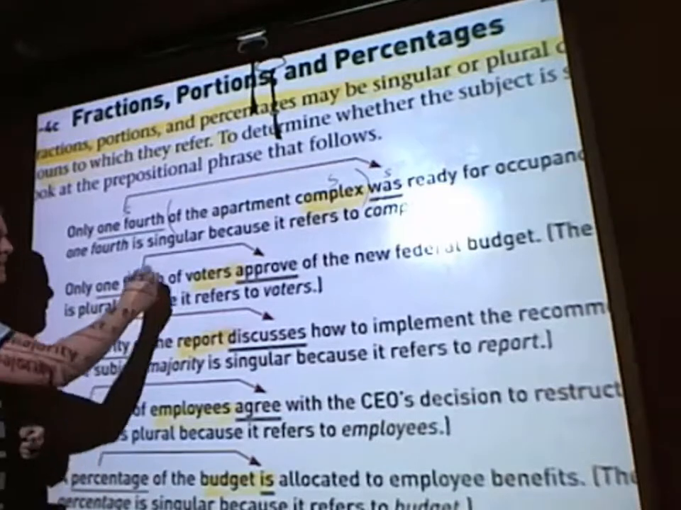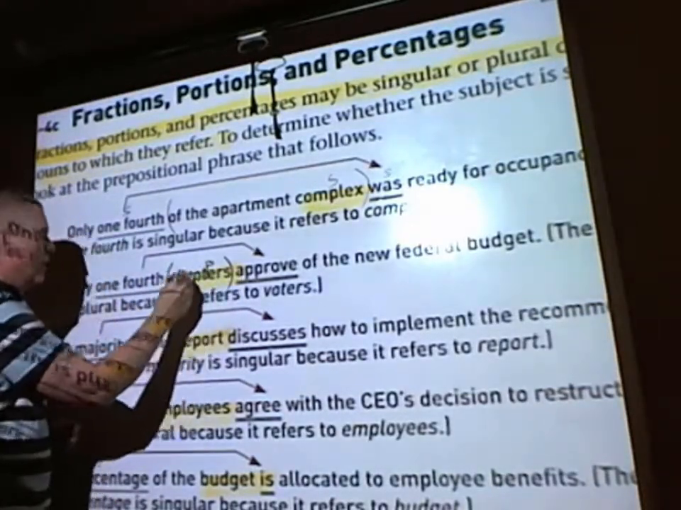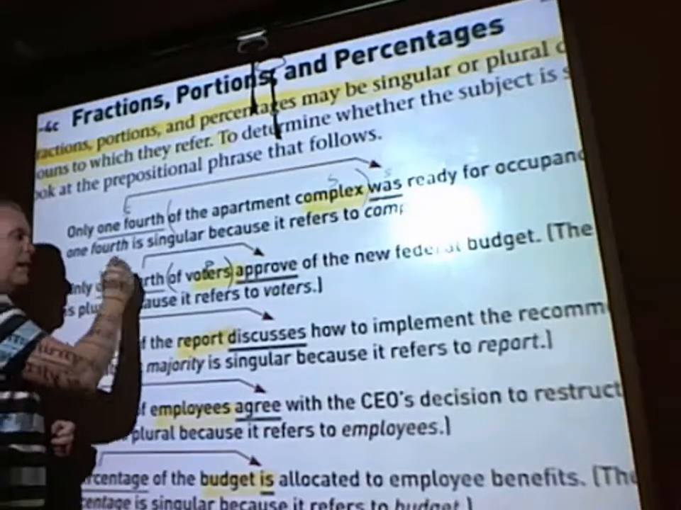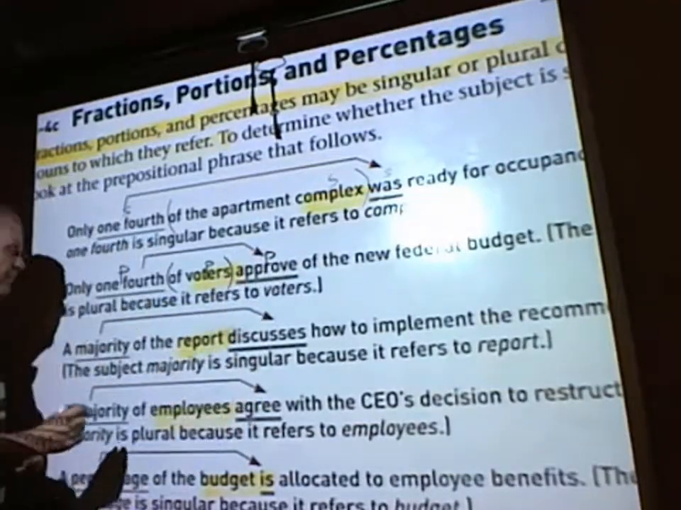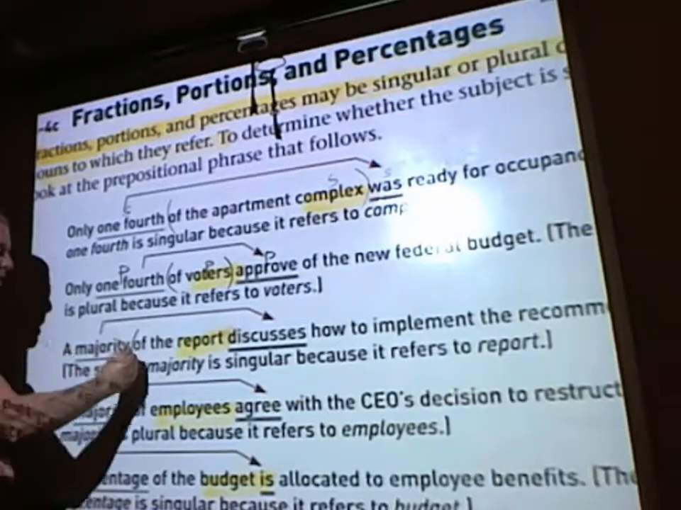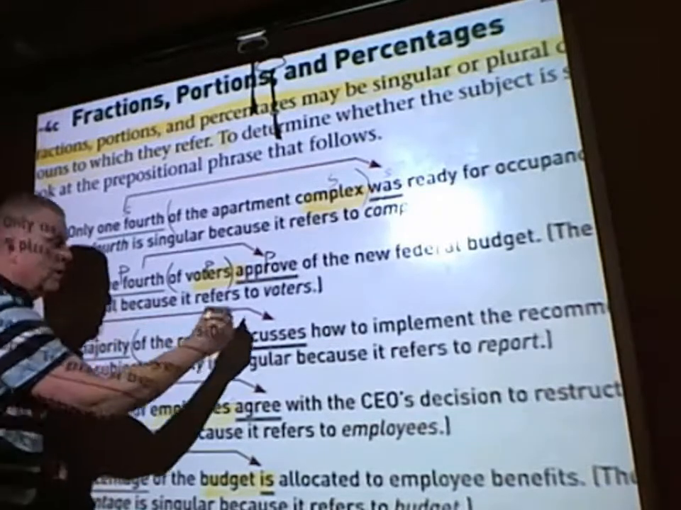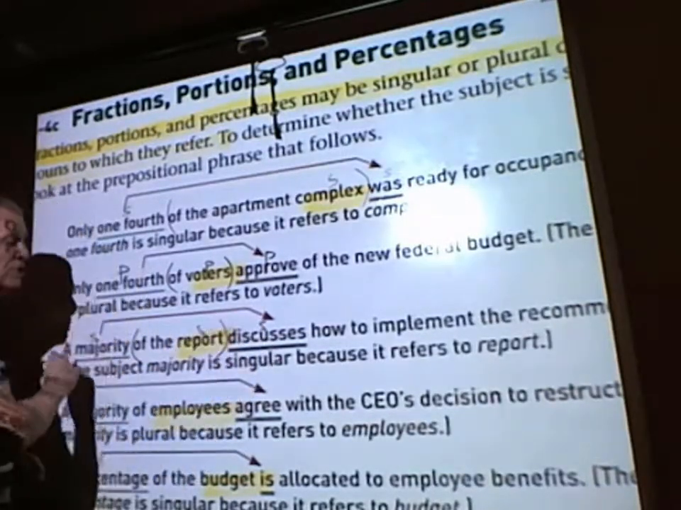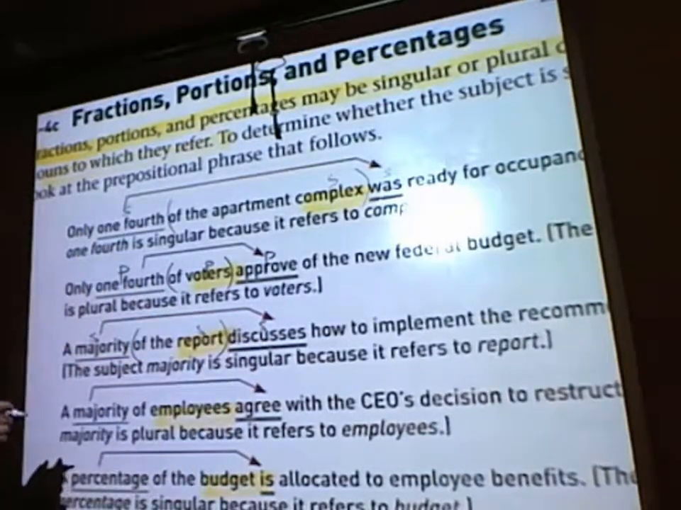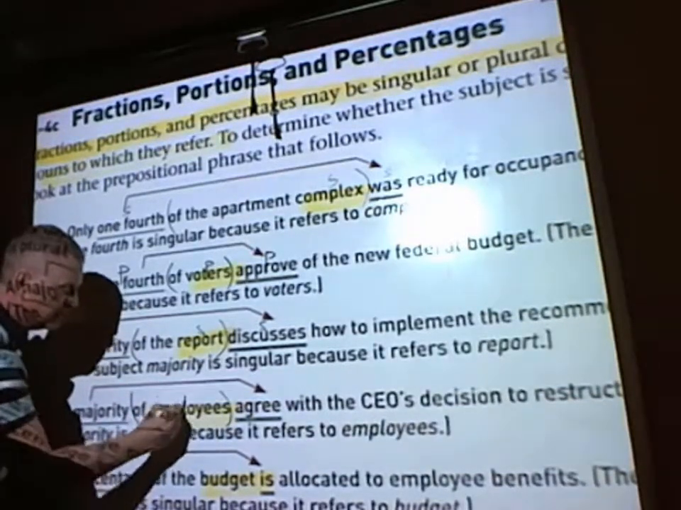Okay, a majority of the report discusses. Of the report is singular, so we're going to make majority singular, which forces us to use a singular verb, discusses. Here, a majority of employees, since employees is plural, then a majority becomes plural, and we'll use a plural verb, agree. And then finally down here is a percentage of the budget.